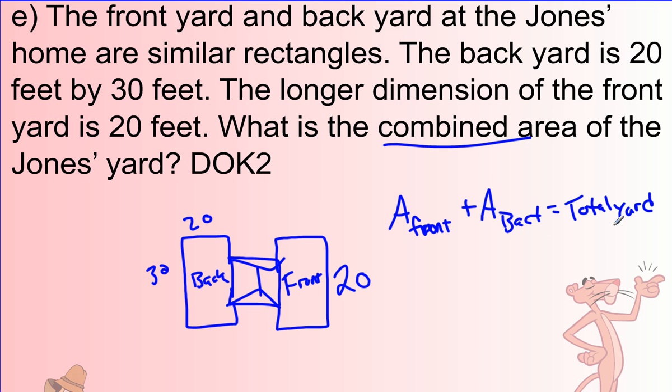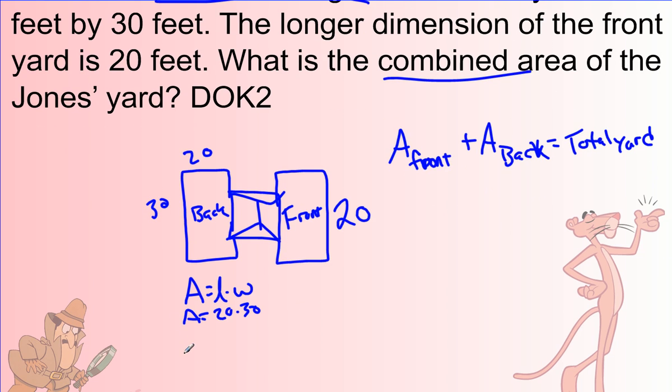Now, what stuff do we know about? Well, I can find the area of this backyard. This backyard is a rectangle, and the area of a rectangle is found by doing length times width. So 20 times 30 gives me an area of 600 feet squared. So right now, I can plug that into my formula. My backyard here is 600 feet squared.